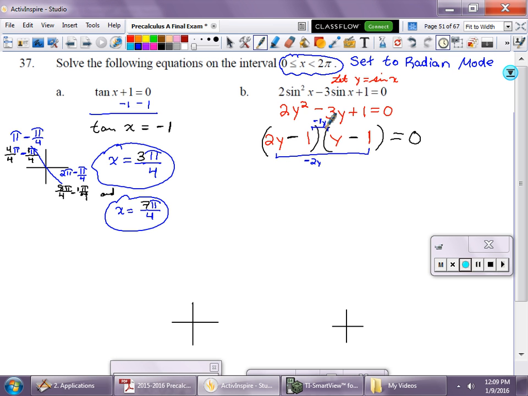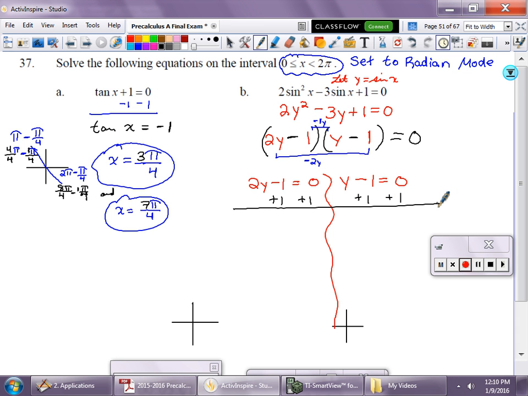This is correct. So again, set each factor to 0. So we're going to have the first factor equals 0. And the second factor. Okay. Solve, undo addition and subtraction. I like these because they're the same. And we're going to get 2y equals 1. 2y is equal to 1.